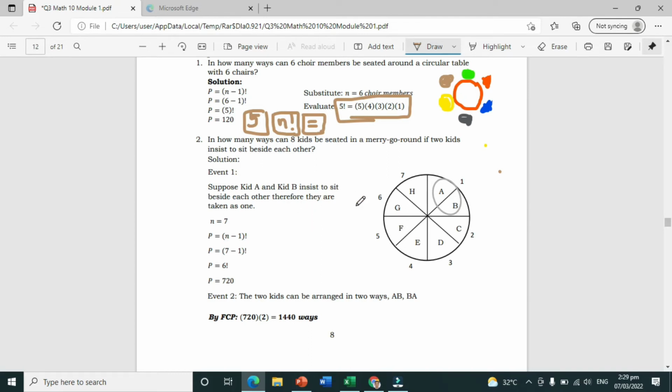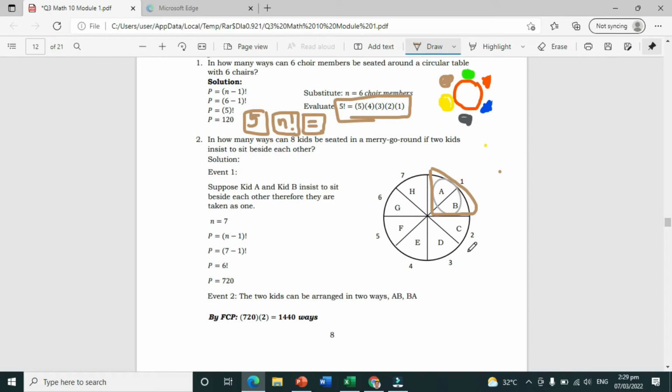Let's say kid A and kid B insist on sitting beside each other. Therefore, they are taken as 1. Since the two of them should be together, meaning it's not possible for A to be over there or B to be down here, so they are taken as 1.